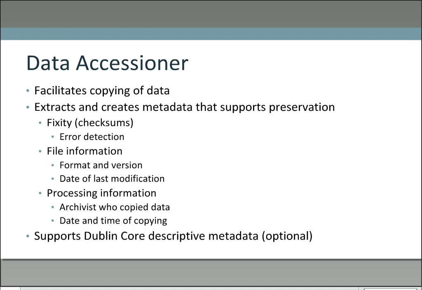Data accessioner also extracts information about the file format and file format version and the date the file was last modified. It also adds metadata identifying the archivist who copied the data and the date and time the data was copied. Lastly, you can use data accessioner to add Dublin Core metadata describing the files, but you don't have to add this metadata if you don't want to.